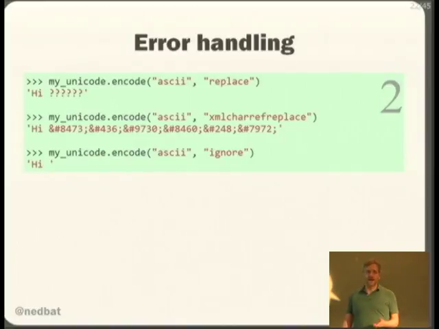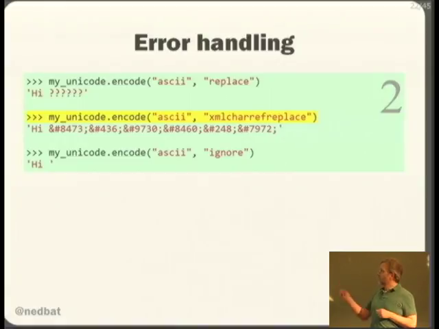It turns out that there's a second optional argument to encode and decode, which is, what should I do if I can't complete the encoding? The default value for that is strict, which means raise an error, which is why we were getting errors before. But you can also, for instance, say, encode my Unicode to ASCII, and if you get a character you can't deal with, just replace it with a question mark. And we get back the string hi, 6 question marks.